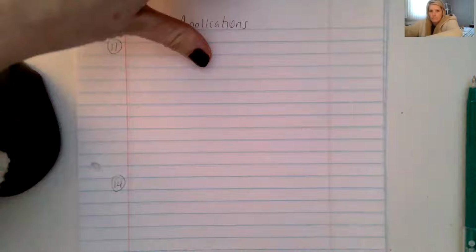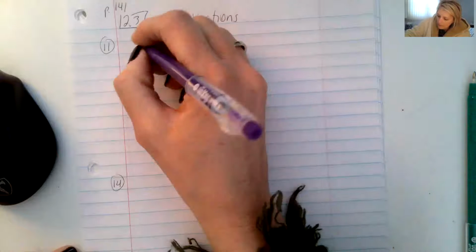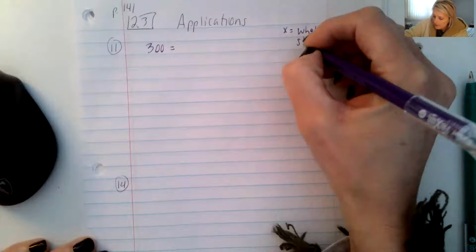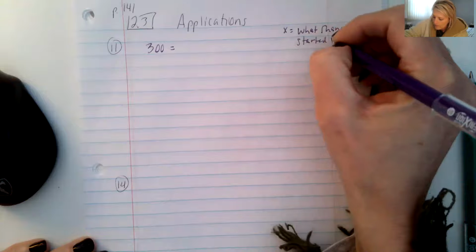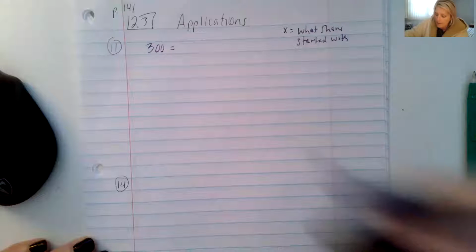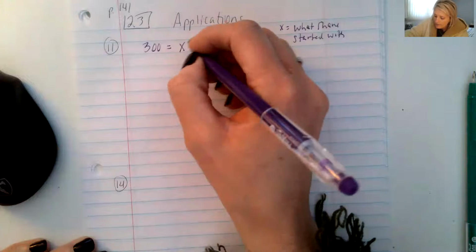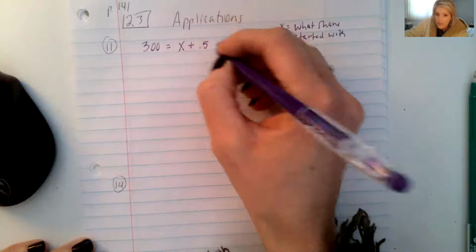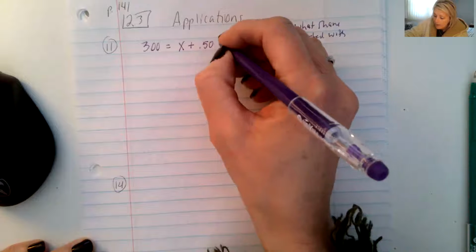$300 when he got home, and that was 50% more than what he had. So let's say X is what Shane started with. Okay, so he started with X, and then he had X plus 50% of X. So 50% of X is 0.5 times X.